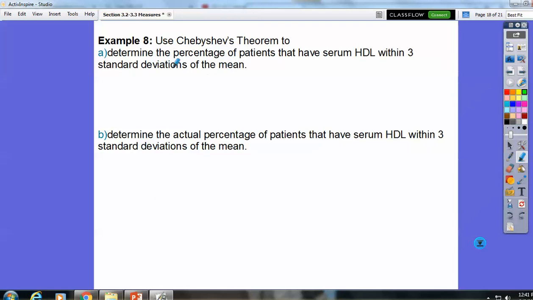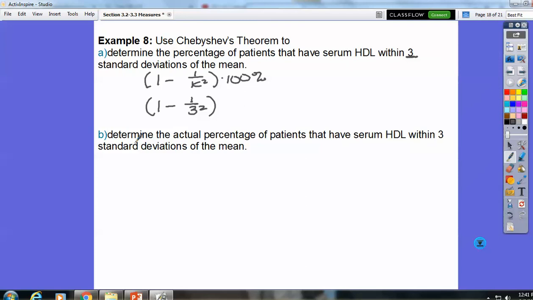Using Chebyshev's, we need to determine the percent of patients that have an HDL within 3 standard deviations of the mean. So the formula is 1 minus 1 over k squared times 100%, which you could even leave off if you needed to. That 3 standard deviations, that's my k. So essentially, my k is 3 here. Yep, k is the number of standard deviations.